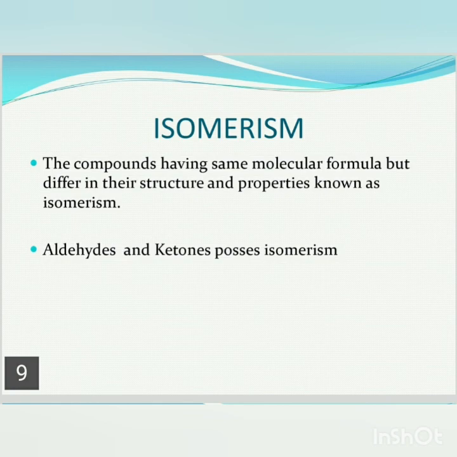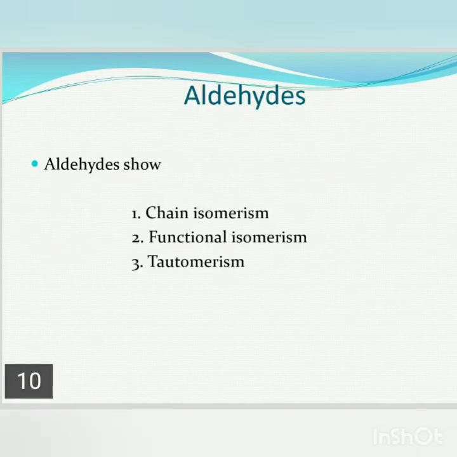In structural isomerism we have different types. They are chain isomerism, position isomerism, functional group isomerism, metamerism and tautomerism. Aldehydes and ketones both possess isomerism. So the first one is aldehyde isomerism. Aldehydes show three types of isomerism, that is chain isomerism, functional isomerism and tautomerism.